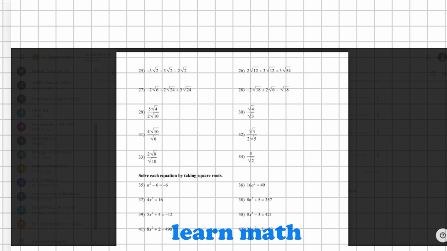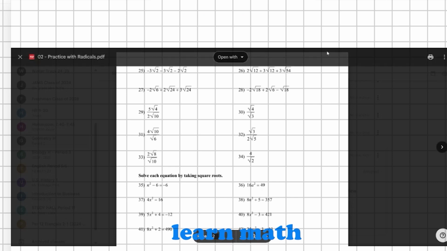X is equal to plus or minus root 61. 61. Yeah.